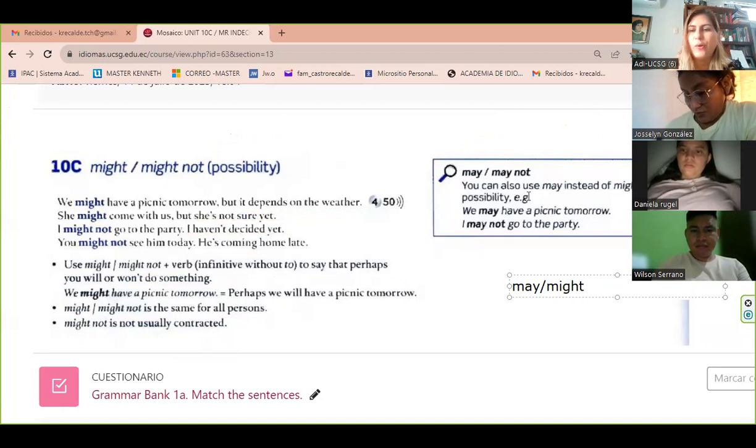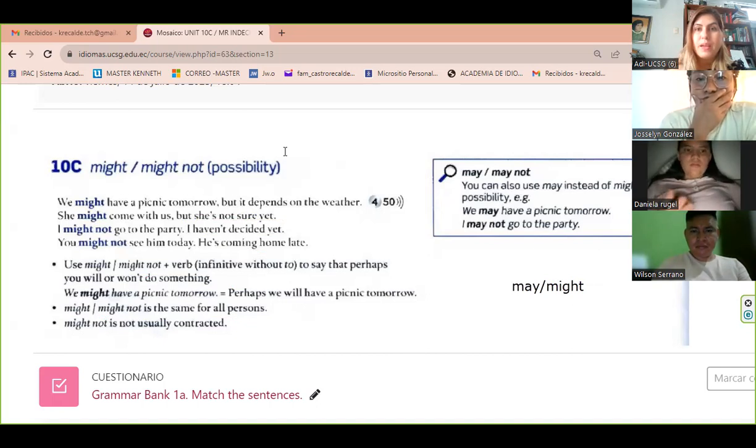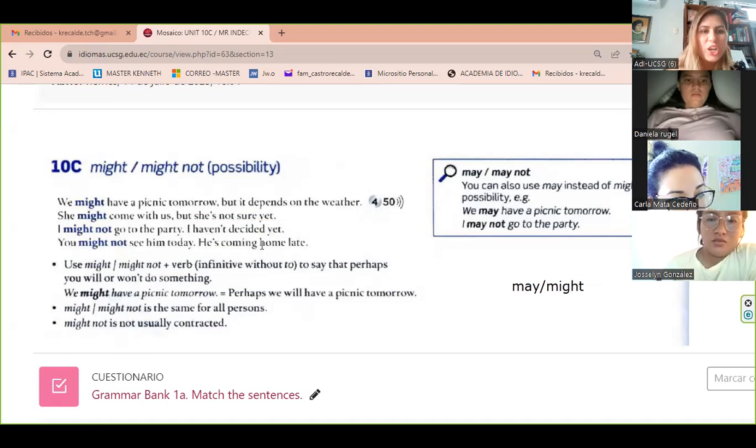Okay, the only thing that you need to know is, when you use may or might, how is the verb? Check it out, the verb. How is the verb? Tell me. In present. In present, good. In infinitive, yeah? The verb never changes. The verb comes in present. That is something you need to know.